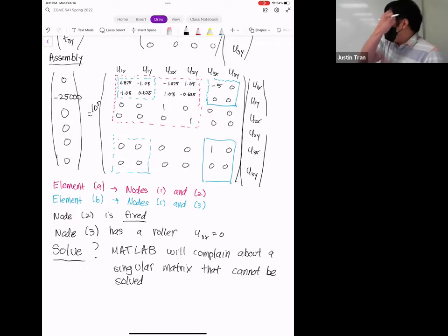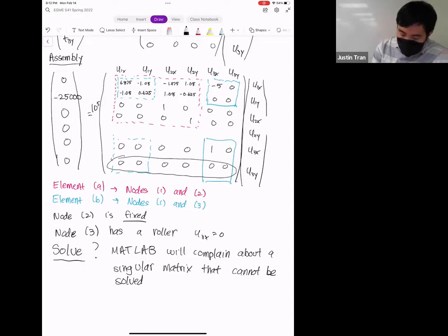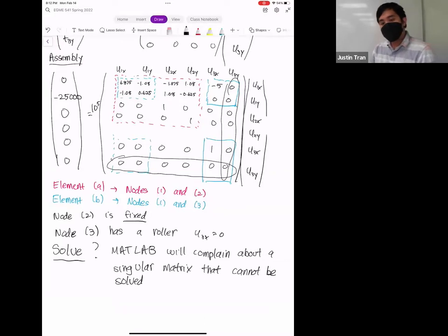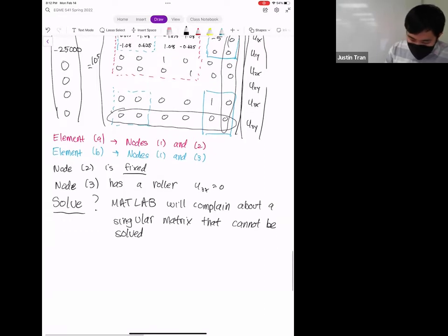All right. So why is that? The reason MATLAB is complaining is, look at the matrix that we have here. Look at the last row in the matrix and the last column in the matrix. Every entry in this last row and every entry in this last column are all zeros. And so this can't happen.